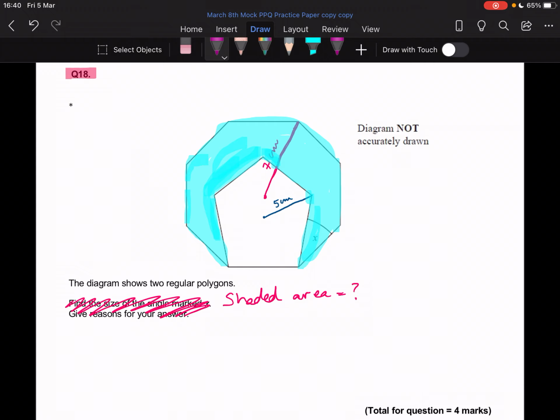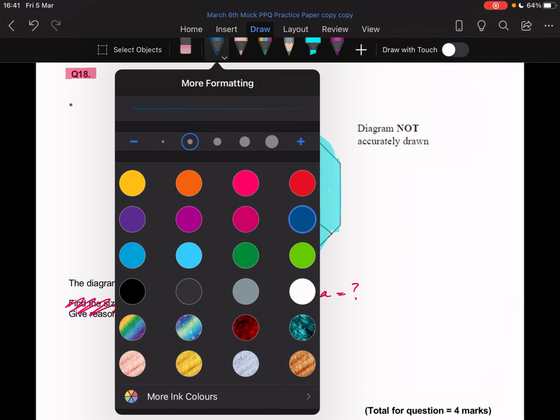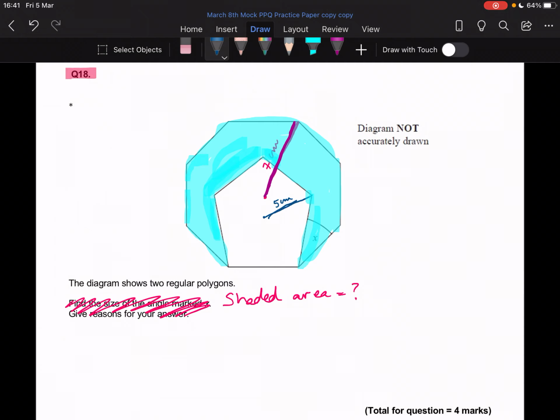So we've got an octagon and a pentagon, one inside the other, and it's giving us the dimensions from the center of the shape all the way to one of the vertices. For the octagon, that's 7, for the larger shape, and it is 5 for the pentagon here, and they're annotated on the drawing already. It's asking me for the shaded area.